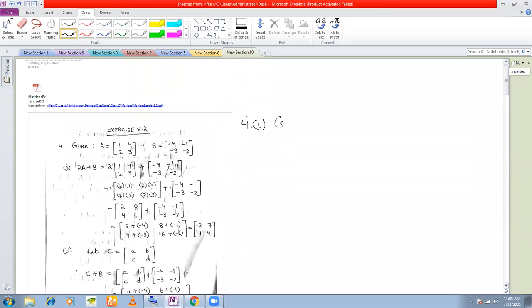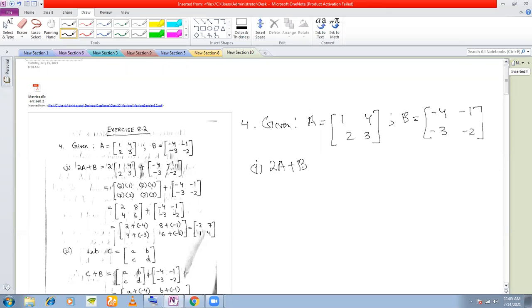Given here, let's write the matrices first. Given A is equal to 1, 4, 2, 3, and matrix B is given to us as -4, -1, -3, -2. First question is find 2A plus B. So 2A plus B. Put the values: twice A plus B.